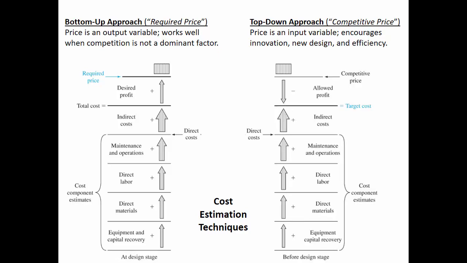The contrast to that in the top-down approach is when there's lots of suppliers and the item is kind of interchangeable. And you no longer have the luxury of setting the price based on what the costs are going to be and how much profit you want.